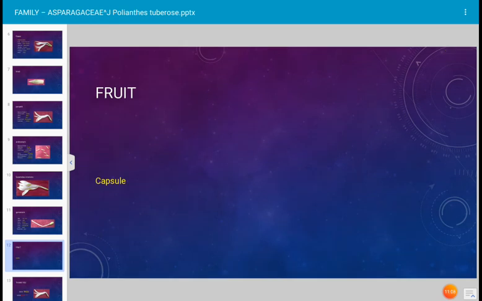Which type of fruit occurs in Polianthes tuberosa, family Asparagaceae? Capsule type of fruit occurs in Polianthes tuberosa. What is a capsule? Capsule is a type of fruit. It is a dry fruit which splits open into several definite sections. It develops from a bi or multicarpellary gynoecium with superior or inferior ovary. At maturity, the fruit opens by valves. Such a fruit is described in taxonomic language as a capsule.